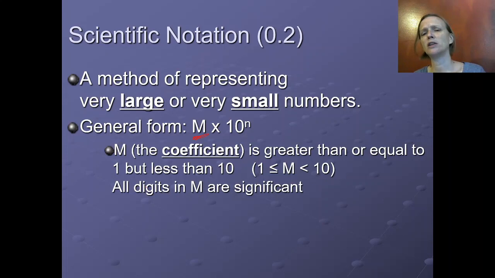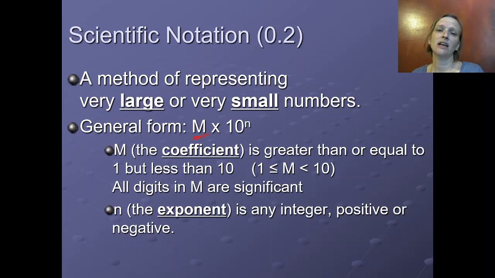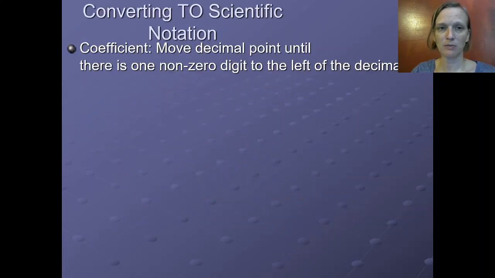It's important to realize that all digits in M are significant. N is the exponent of the power of 10, can be any integer, positive or negative. So this number has to be a whole number. It can't have a decimal point in it. The fact that all digits in M are significant is what makes scientific notation so useful in chemistry and physics, because it makes it easy to see which digits are significant and which digits are not. And I'll show you that once we start doing some examples here.